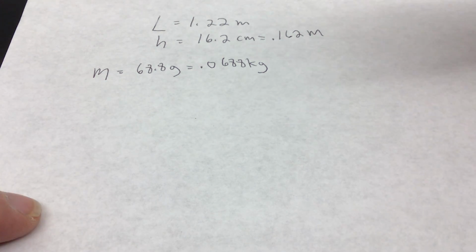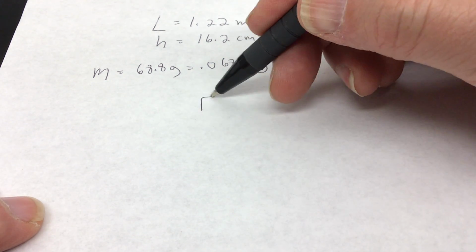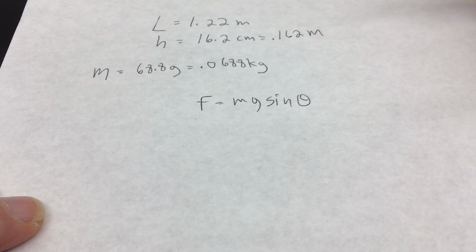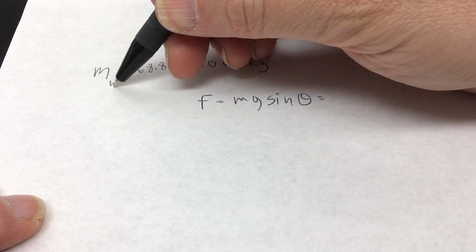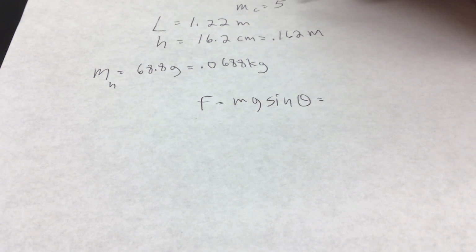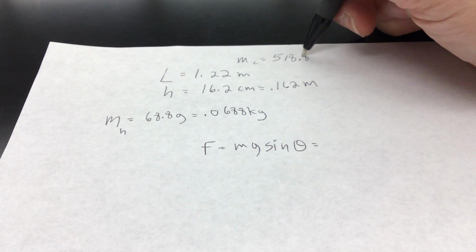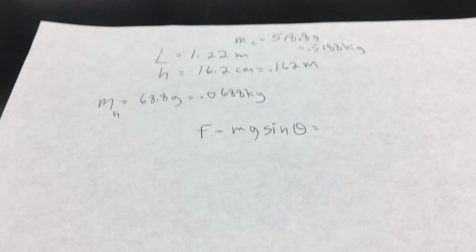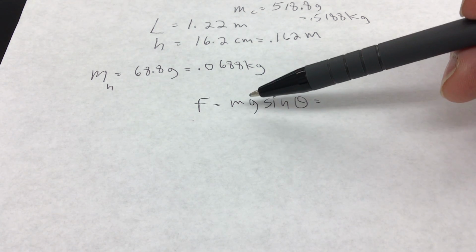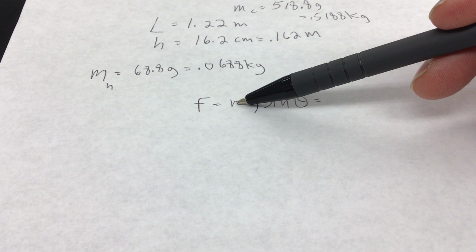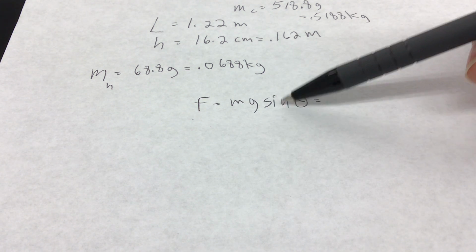So theoretical, you should have remembered this from your pre-lab, mg sine of theta. So m meaning the mass of the cart. Oh, one more thing is this is the mass of the hanger. The mass of the cart is 518.8 grams, or 0.5188 kilograms. But the force acting on the cart on an angled ramp, we have to put the mass of the cart in for m, g is 9.8, and then sine of the angle.